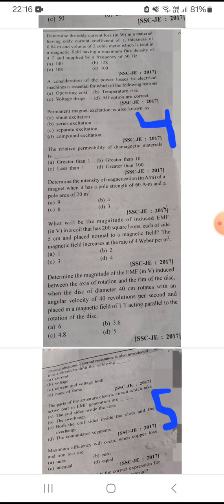Next, determine the magnitude of the EMF in volt induced between the axis of rotation and the rim of the disc when the disc of diameter 40 cm rotates with an angular velocity of 40 revolutions per second and is placed in a magnetic field of 1T acting parallel to the axis of rotation of the disk.